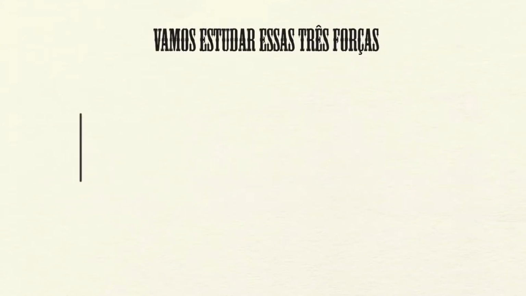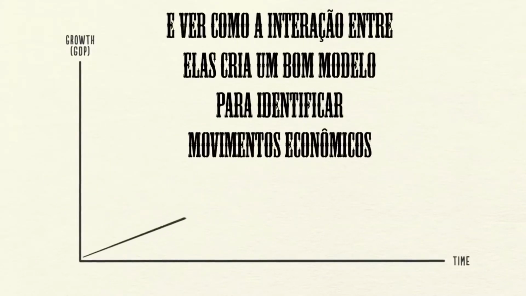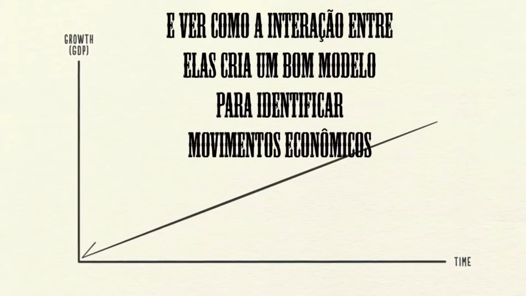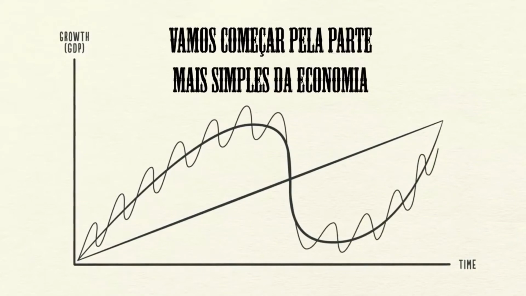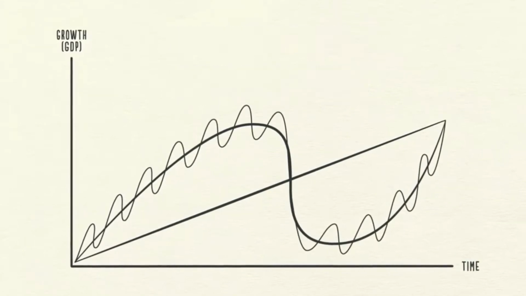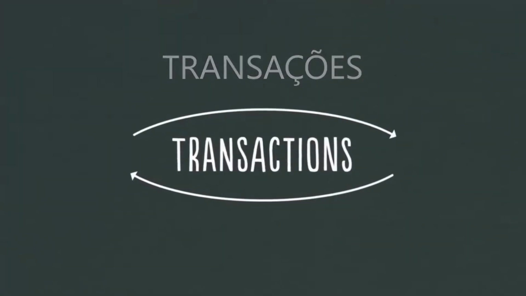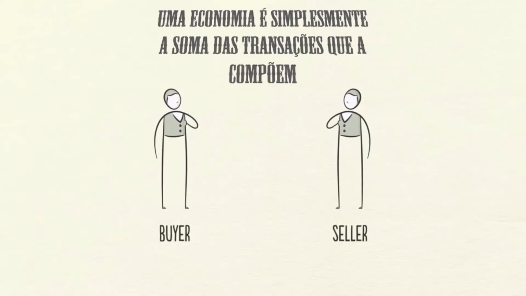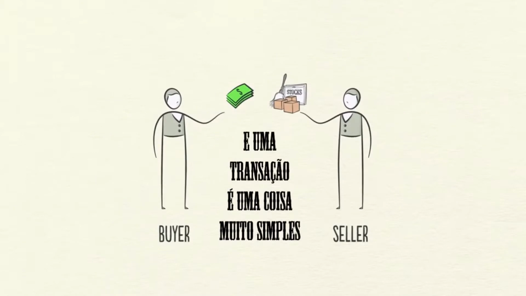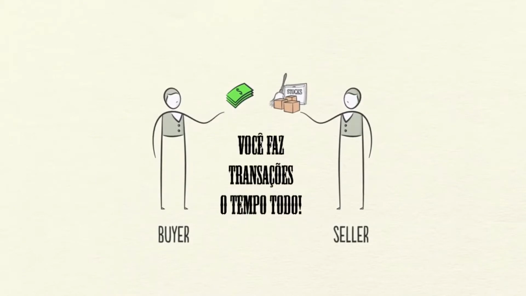We'll look at these three forces and how laying them on top of each other creates a good template for tracking economic movements and figuring out what's happening now. Let's start with the simplest part of the economy, transactions. An economy is simply the sum of the transactions that make it up, and a transaction is a very simple thing. You make transactions all the time.